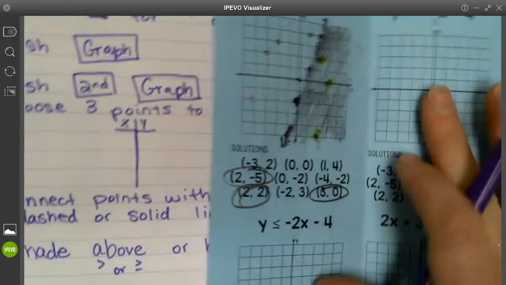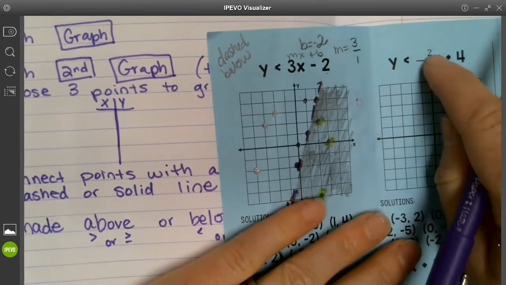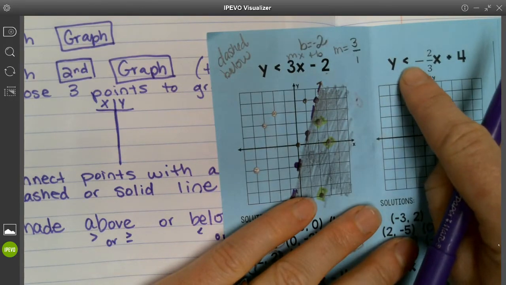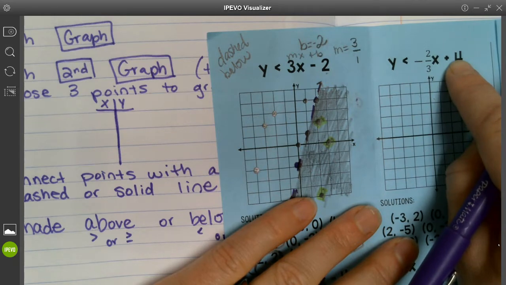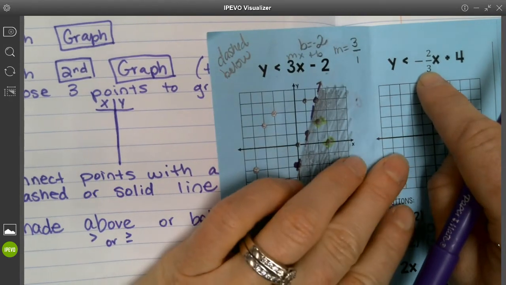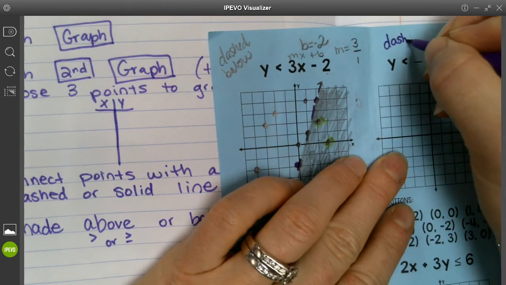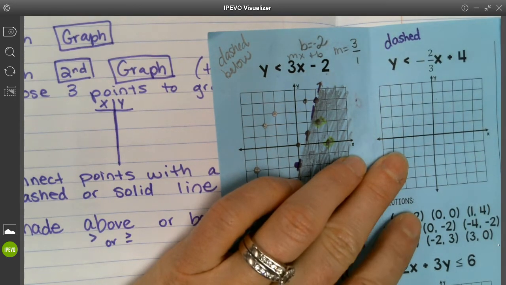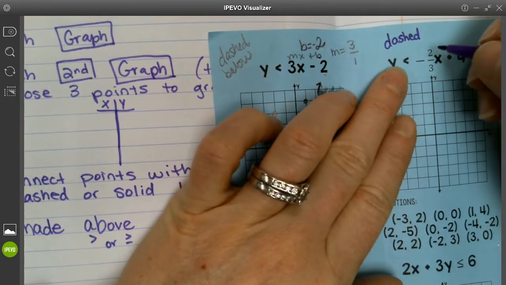All right, so let's go ahead and do this next one. So y is less than -2/3x plus 4. So we know it's less than. Yeah, you can put it into the calculator to see what it looks like. It is going to be dashed. So I do want you to go ahead and write dashed, because our calculator won't tell us that. And less than means below.